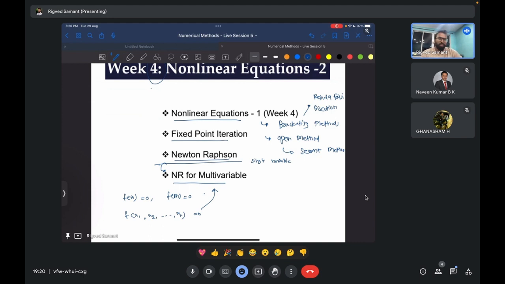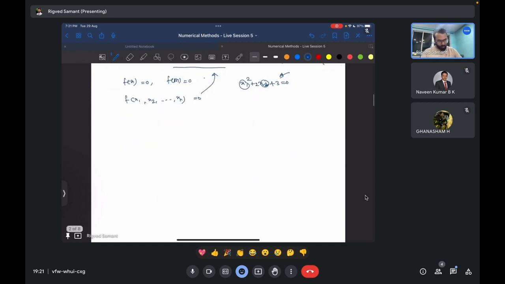Now if you have a multivariable equation to solve, there will always be a system of equations. Let's say I give you the equation x1 plus x1 square plus 2x2 plus 3 is equal to 0. You cannot solve it with one equation. You require one more equation, one more function, so that you can solve for x1 and x2. So the number of equations will always be equal to the number of unknowns. So here we see a system of equations in the class.